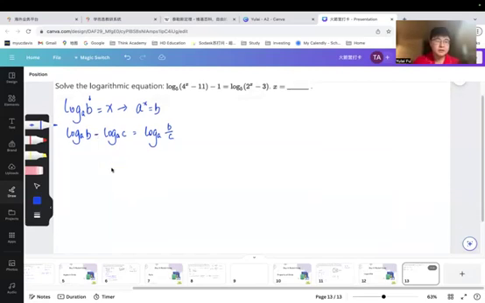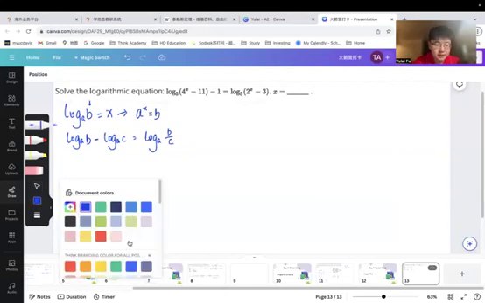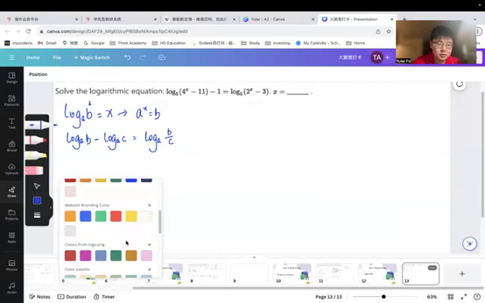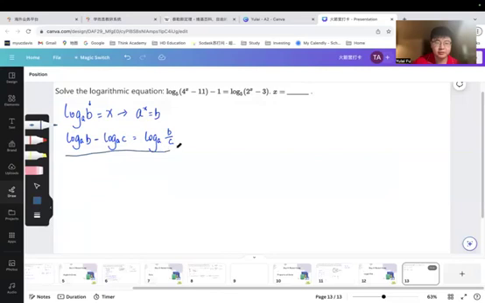So this two-part is just the review of the key points of our log. Right now let's do the question. We have log base 5 of 4 to the power of x minus 11, and this equals log base 5 of 2 to the power of x minus 3.